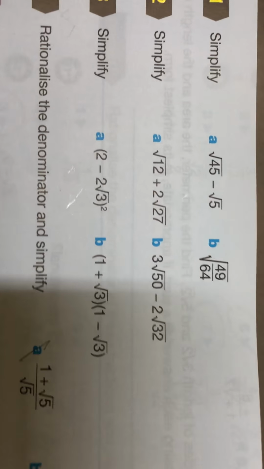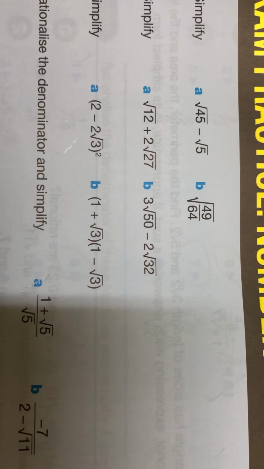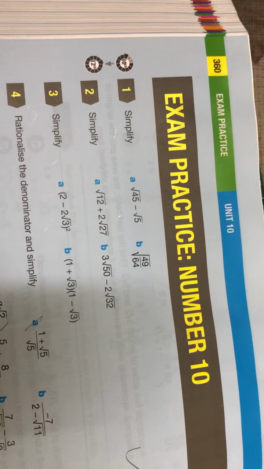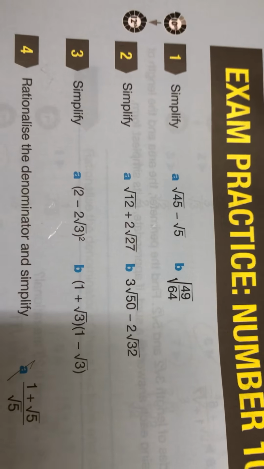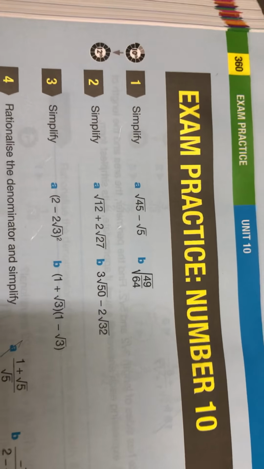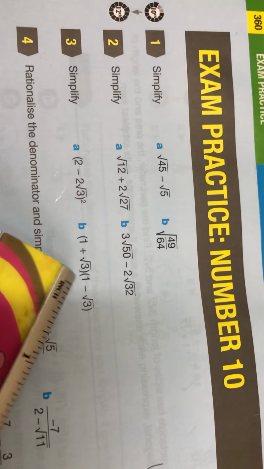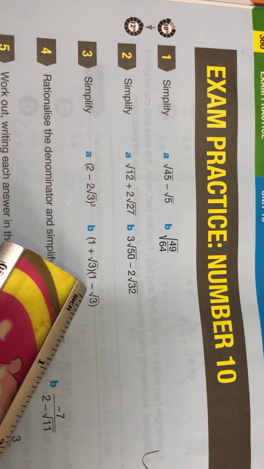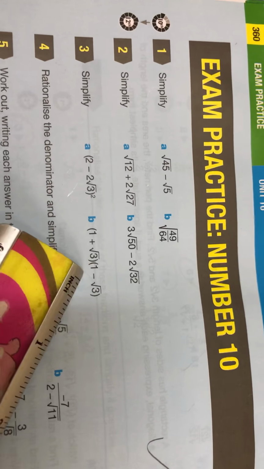In question 3, letter B, also simplify. Brackets contain 1 plus square root of 3 times 1 minus square root of 3. Look carefully at this case, how I can solve it directly. We have two brackets exactly the same, but the difference is the sign. One bracket contains plus and one bracket contains minus. So what do I have to do here?